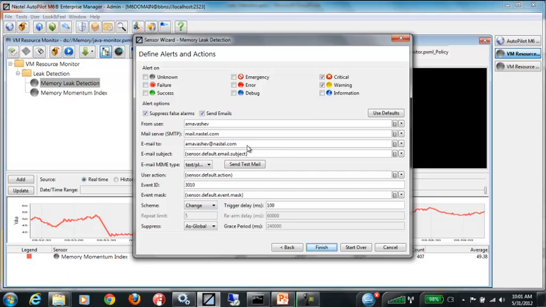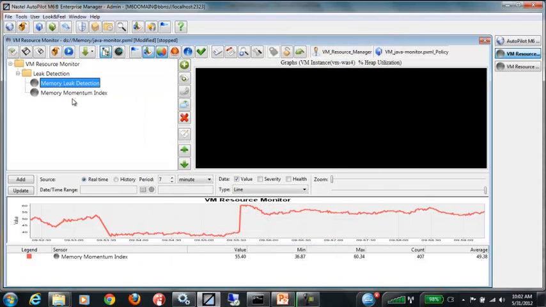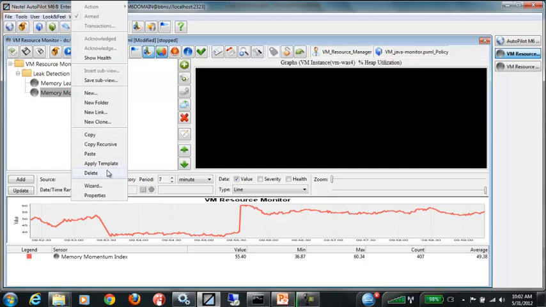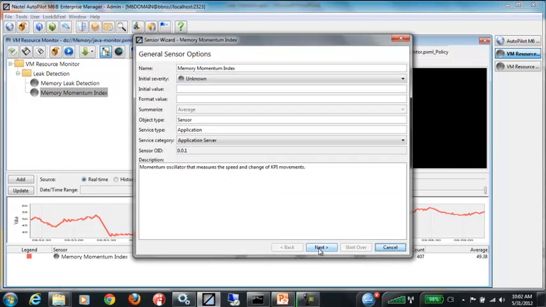In this case, I send myself an email every time one of the JVMs hits either a warning or critical situation. And again, this could be either an email, or it could be a user action, or it could be nothing. But in this case, I want to be notified when the JVM goes into this kind of spin mode. Now, this sensor is in fact almost identical to the previous one.